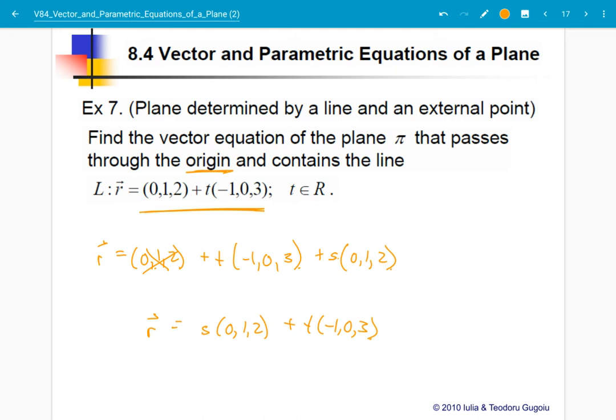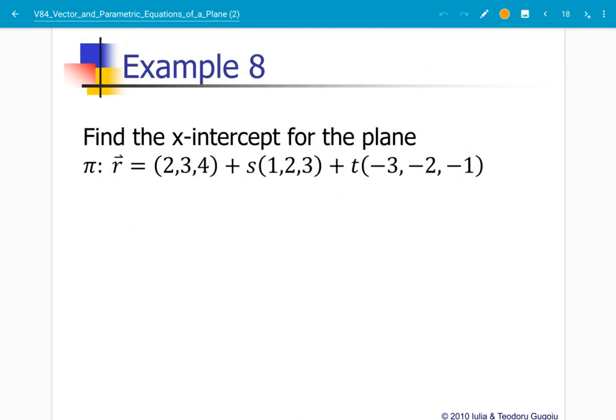Okay, I said there was an additional example, so here it is. Copy it down. This is to improve your spatial reasoning. We spend a lot of time, if we were in the classroom, talking about visualizing things. So unfortunately, that's sort of harder. Find the x-intercept for the plane.